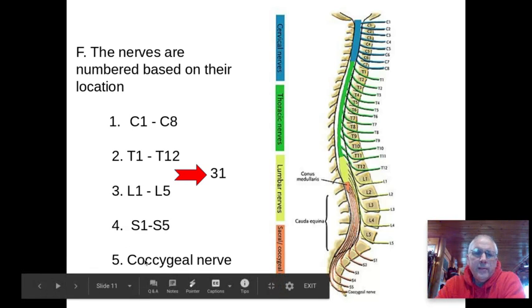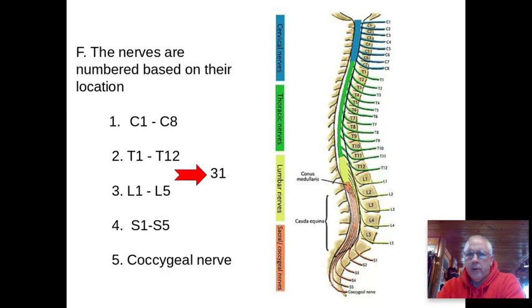You may have to write this in your notes because I think the notes I gave you were missing 4 and 5, but I was adding these up today. I'm like, wait a minute, those don't add up to 31. There's 5 sacral that go through your sacrum. And then there's a tailbone one called the coccygeal. If you've ever felt your tailbone, you know where that nerve is.